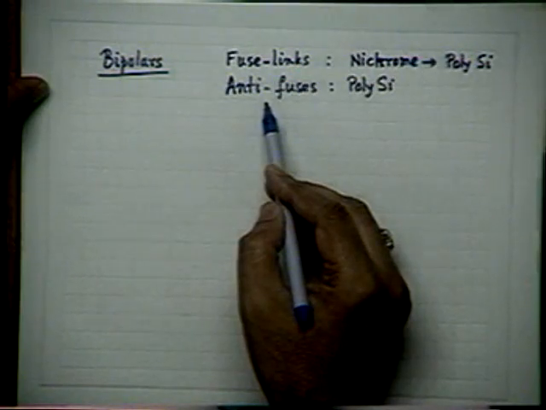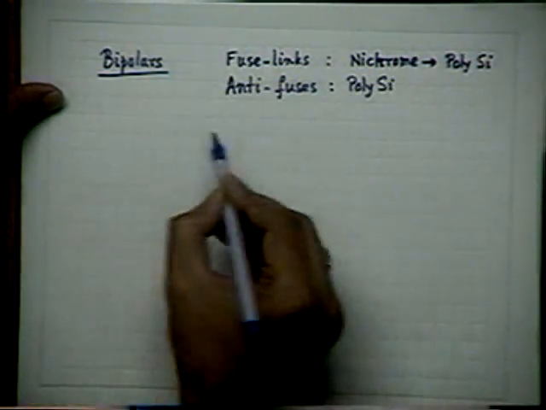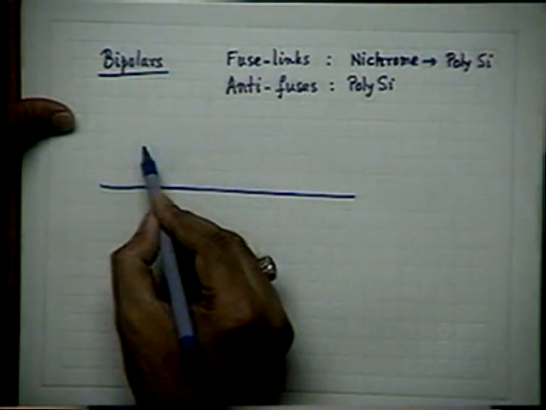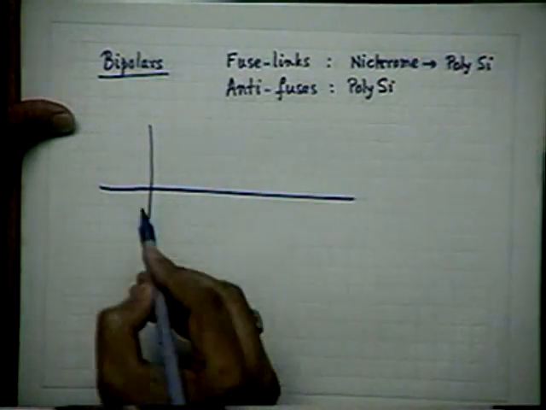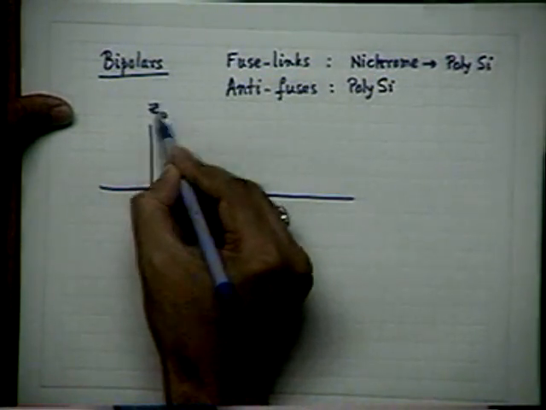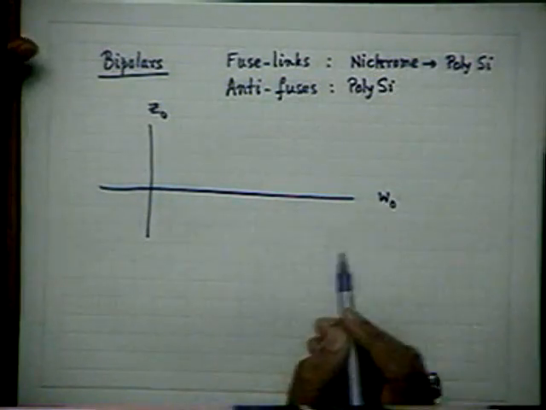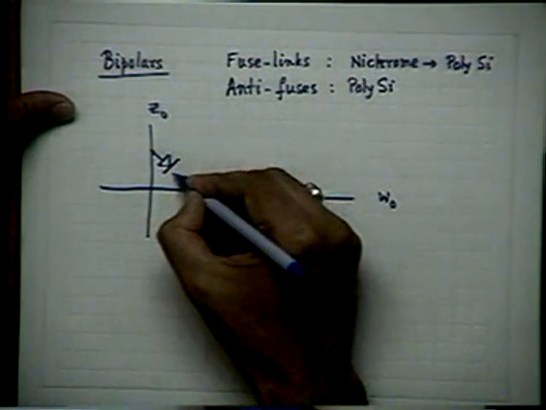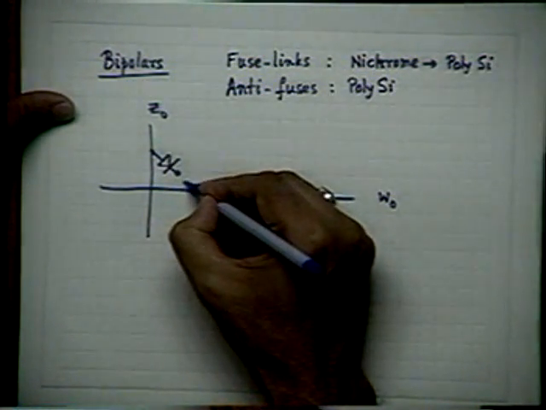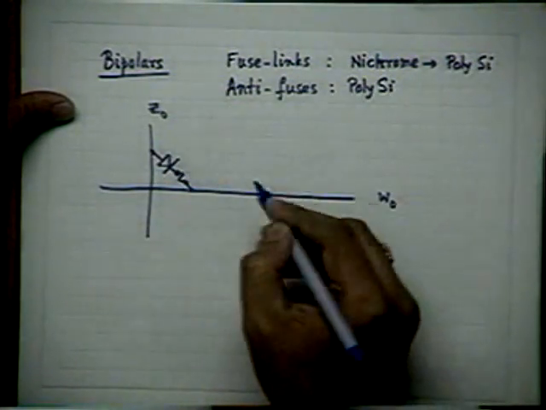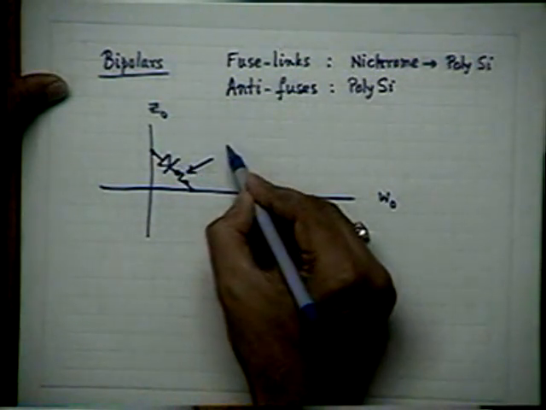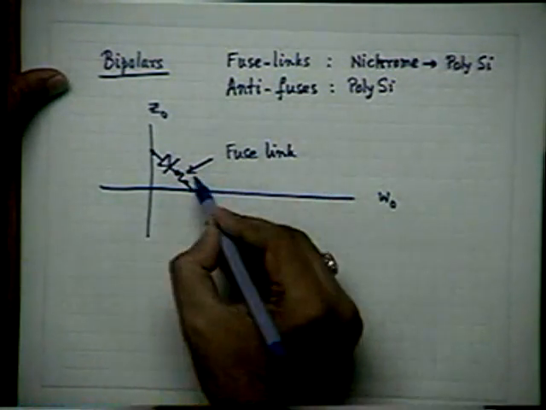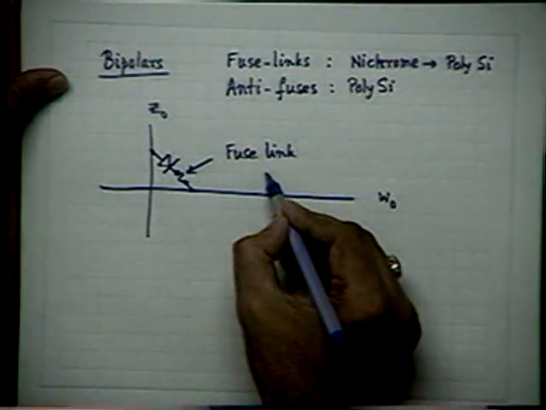So what you do, for example, let us consider the bipolar case. Remember, there are 2 options. One, this is your Z0, and this may be W0. You are using a diode. In series with the diode, you connect a fuse link. This is a fuse link. I have actually drawn it like this.